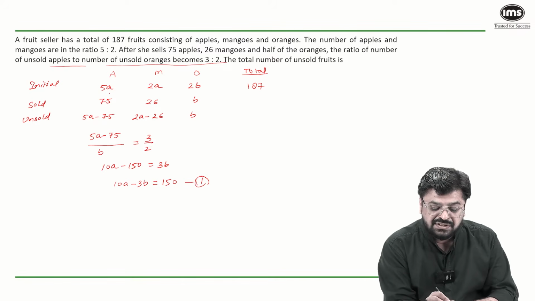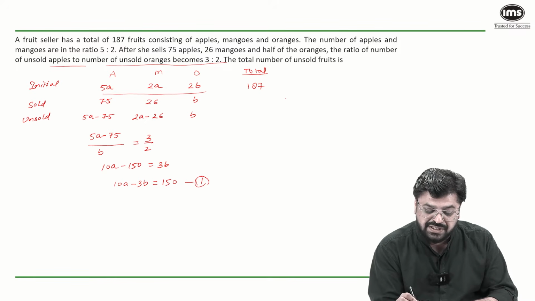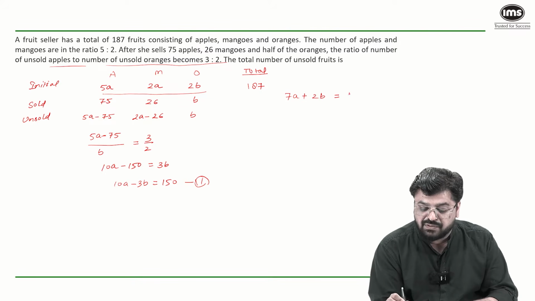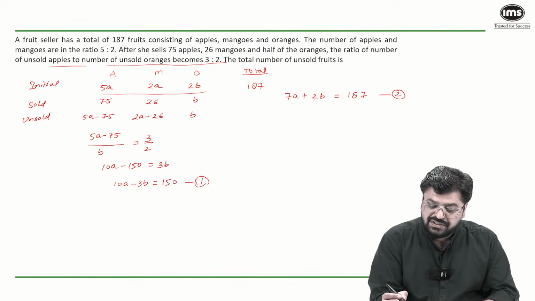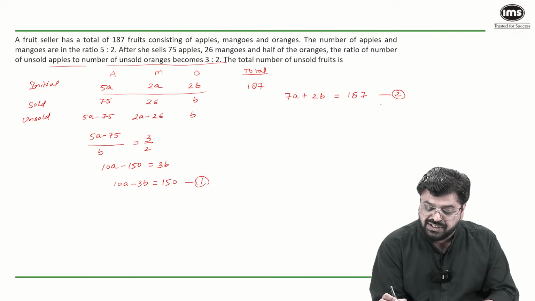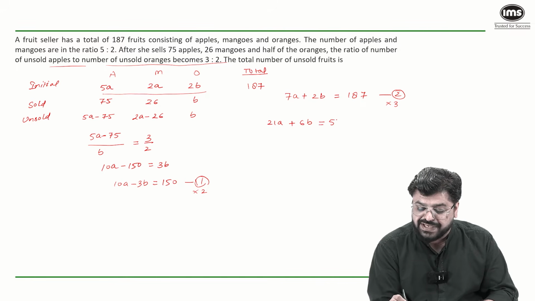And the other was the total should be 187. So I can make this equation as 7A plus twice B equal to 187. This is my second equation. Now there are two equations in two variables. Let's solve it. If I want to make B equal, I need to multiply this with 3 and this with 2. So this will be 21A plus 6B equal to 561.